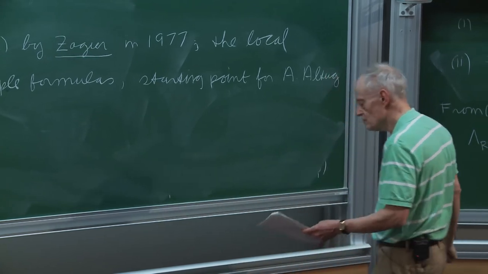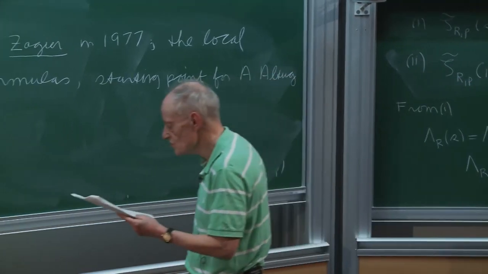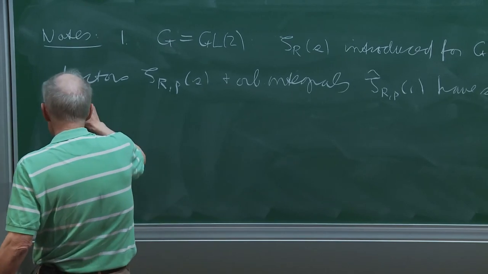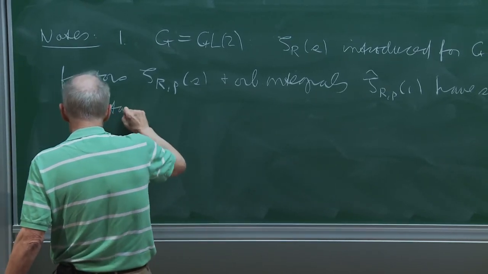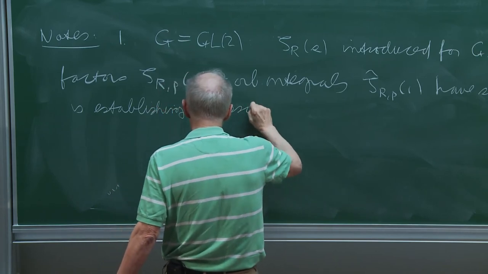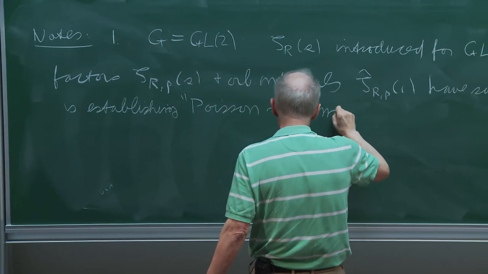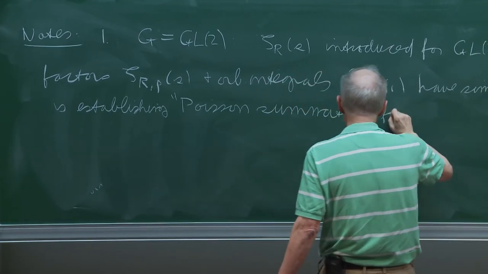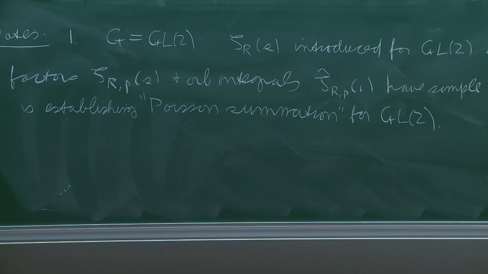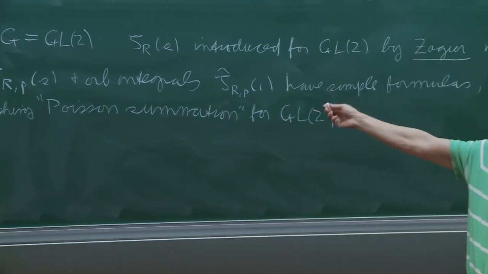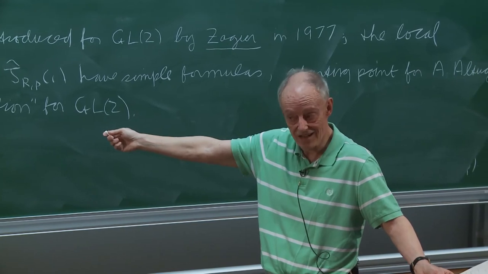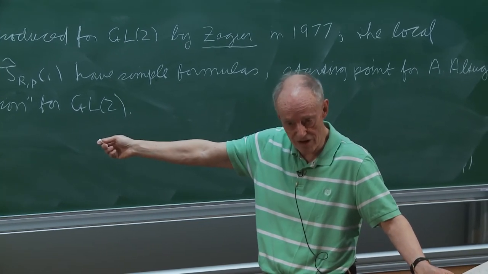So he did some extremely important work for the case of GL2, and I'm just going to say they were a starting point for his work in establishing Poisson summation for GL2. I'm not going to get as much said as I had hoped, so I'll say that for Poisson summation, the global orbital integrals are distributions parametrized by Z^n.